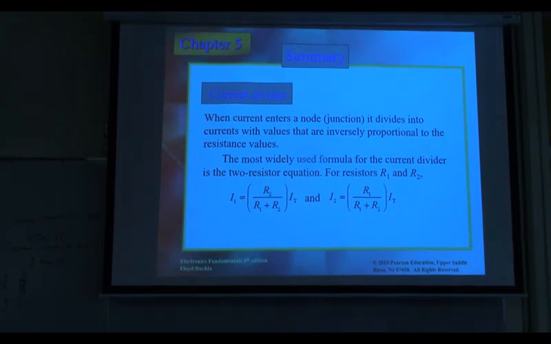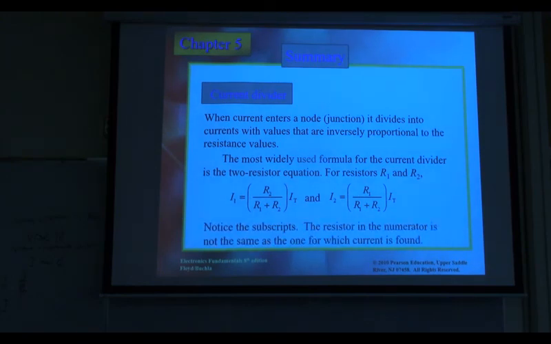So you can see the current I1 equals, on the top, R2, and that one is R1. Again, this formula is not as beautiful as the conductance one. If we use conductance, then current divider and voltage divider will be in the same form, proportional. This one is like inversely proportional, which is not good. Note the subscript of the resistor in the numerator is not the same as the one for which current is found. Opposite. And this is only valid for 2. If you have 3, don't even think about using this method.